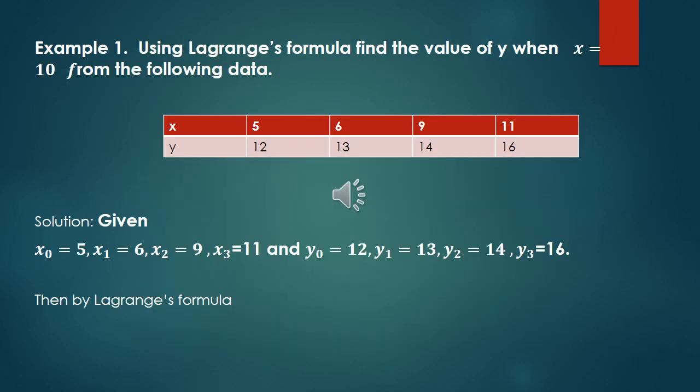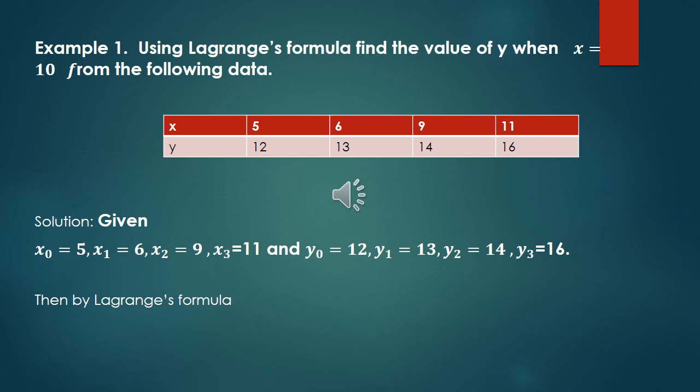Example 1. Using Lagrange's formula, find the value of y when x is equal to 10 from the following data. The data set is x values 5, 6, 9, 11 and y values 12, 13, 14 and 16. Observe that the x values are not equally spaced. That means the difference between two consecutive values of x are not the same.